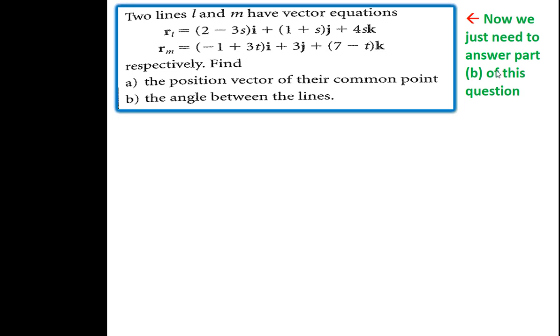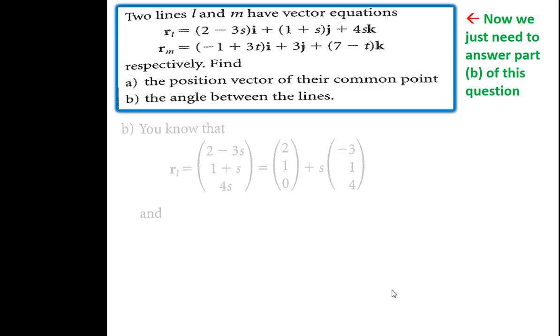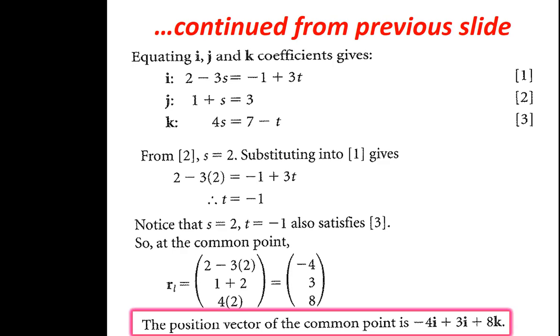Now we just need to answer part B of this question. We've already found the position vector of A, which we've got here, so you might need to use that, you never know. We will need to find the angle between the two lines. We know that R of L is this one, as a column vector form. We know that S equals 2, so, and so on, equals, hang on, 2, where did we get that from? Just one second.